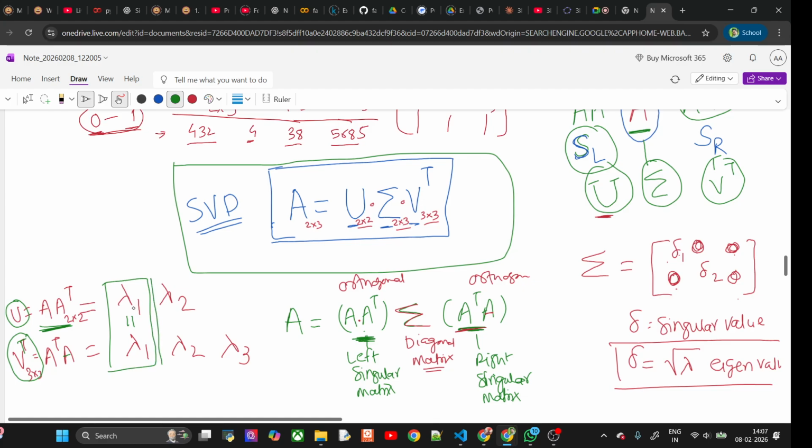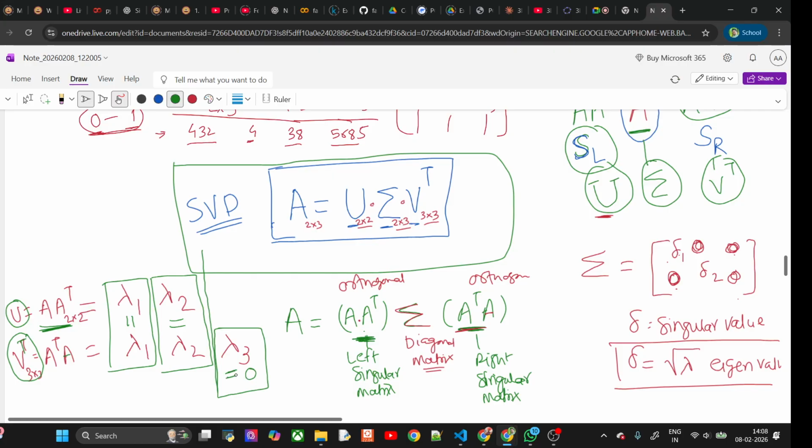Lambda 1 is the highest eigenvalue, the maximum value. Lambda 2 is the second maximum value of A into A transpose, and it is similar to that of A transpose A. Both are similar, and whatever remains, because it is 3 cross 3, should come as 0. So the last eigenvalue of A transpose A will come as 0.